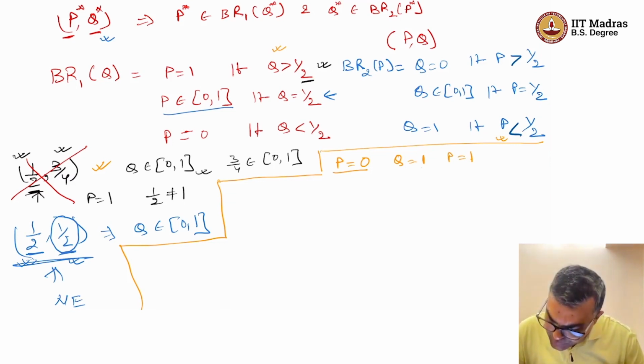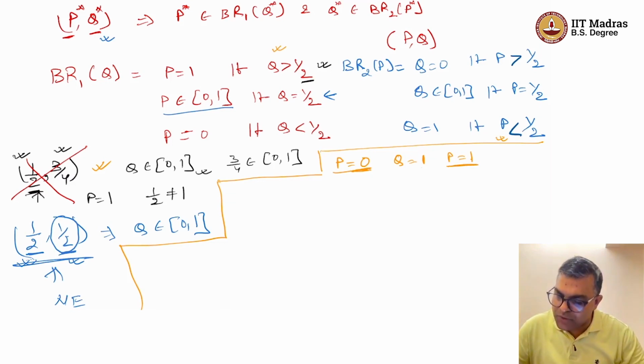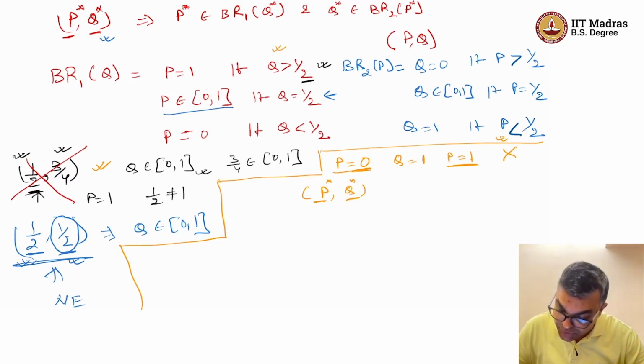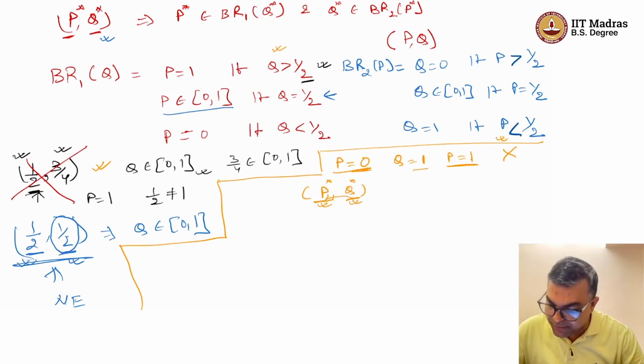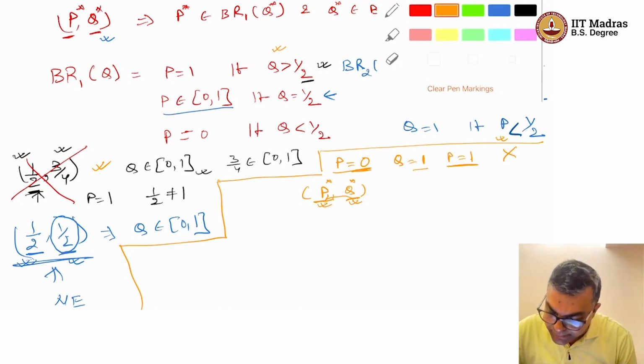So what is happening? We are starting at P equal to 0 and we reach P equal to 1. So we can be certain that this is not a Nash equilibrium. Why? Let us pay attention to this. If (P star, Q star) is a Nash equilibrium, Q star is a best response of P star. And if indeed P star is also a best response of Q star, we are able to come back to the same point where we have started. So that's what we are trying to do here. We are trying to complete the loop.